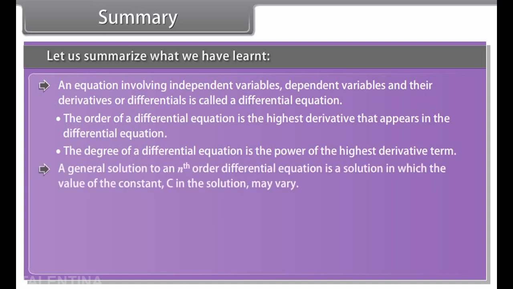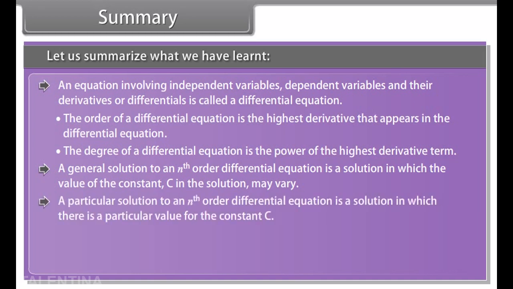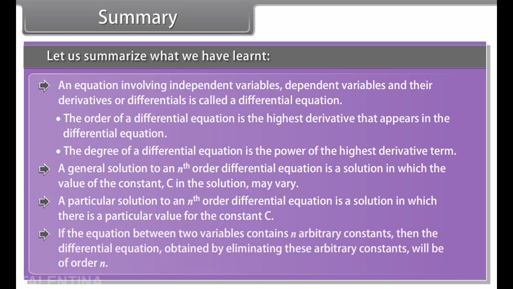A general solution to an nth order differential equation is a solution in which the value of the constant c in the solution may vary. A particular solution to an nth order differential equation is a solution in which there is a particular value for the constant c. If the equation between two variables contains n arbitrary constants, then the differential equation obtained by eliminating these arbitrary constants will be of order n.